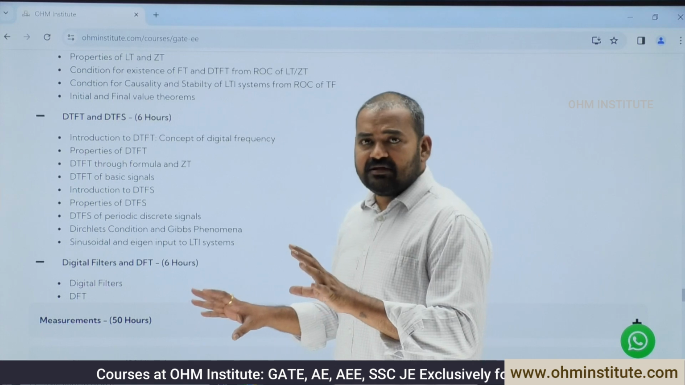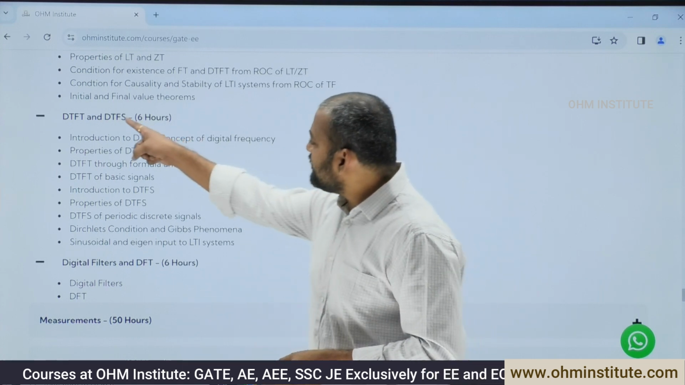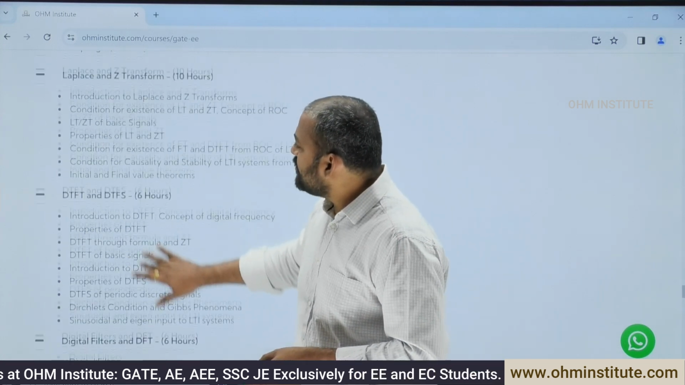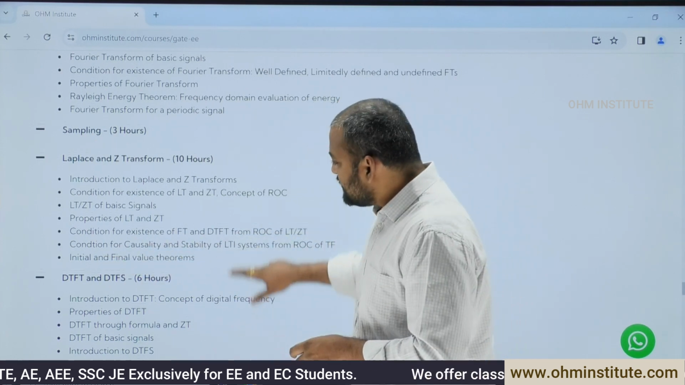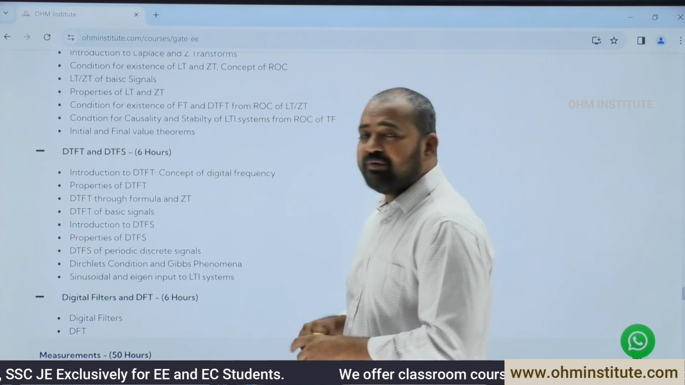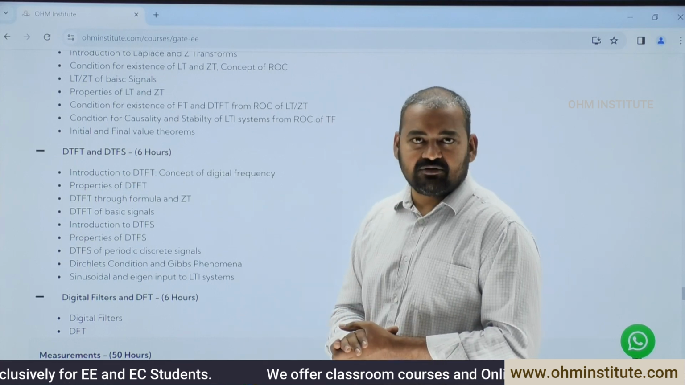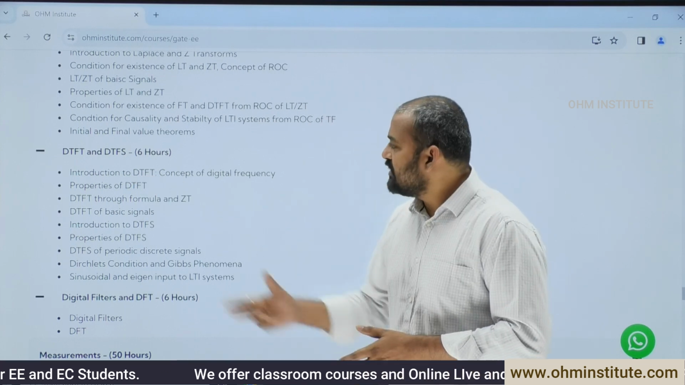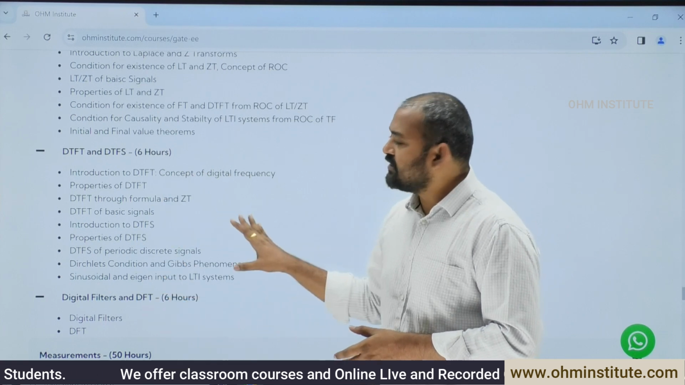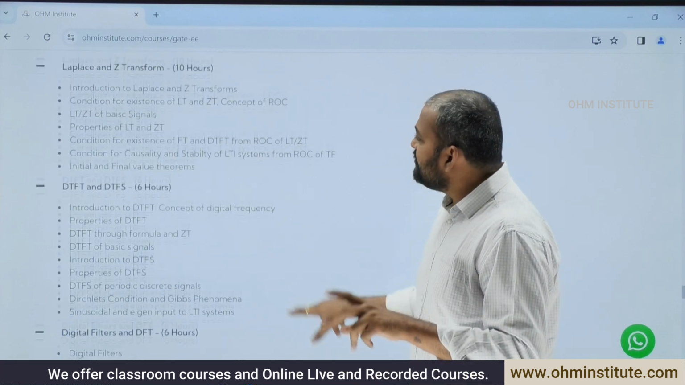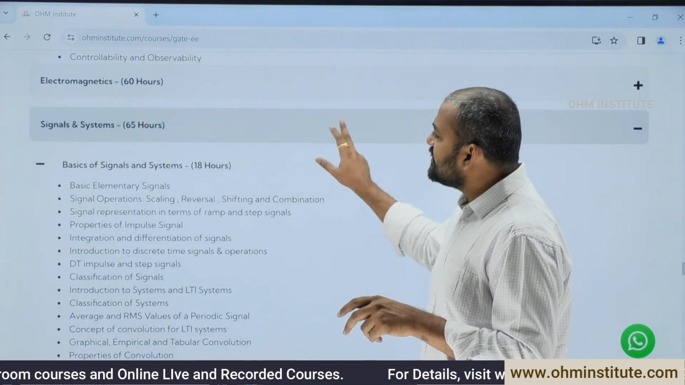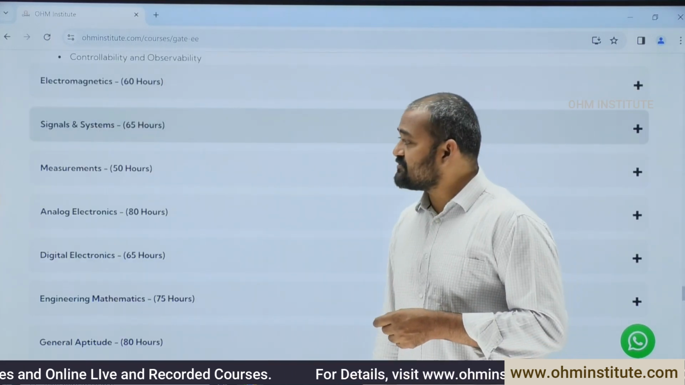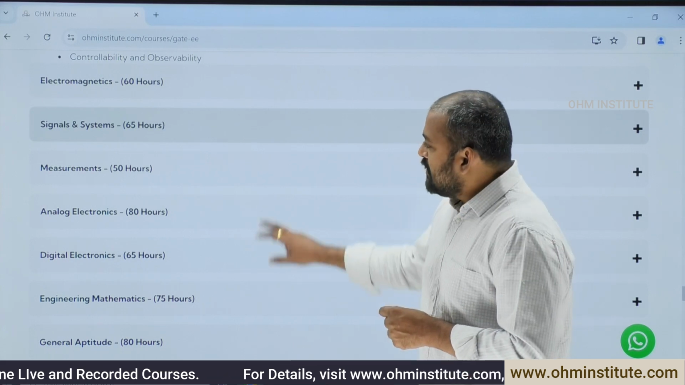See, in many coaching institutes, they don't cover these topics. They will stop their teaching with Laplace and Z transform itself, okay. But these topics are also very important. You may get a 2 marks question directly, okay, that will decide your rank sometimes. So these topics are also important, and Ijaz sir will deal this subject like anything, okay. I can say he is one of the best in the industry to deal signals and systems subject, okay.